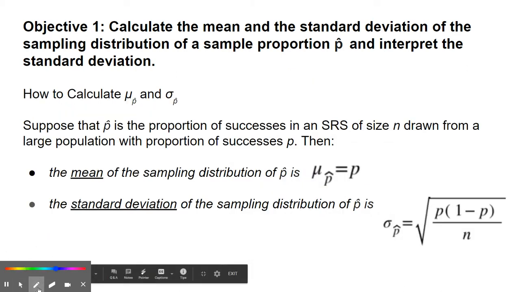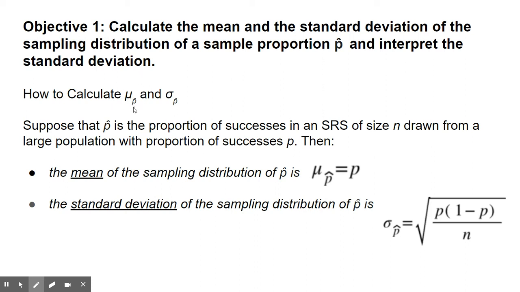When we do this, we need our normal distribution. We have to have a mean and standard deviation. So here's your notation for the mean of the sampling distribution for p hat and the standard deviation for the sampling distribution of p hat.